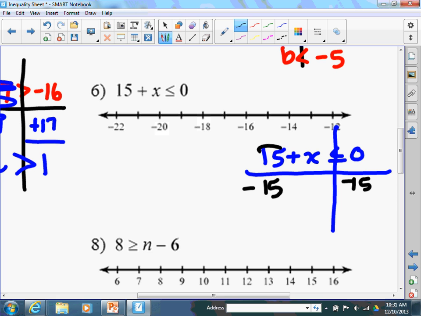Add 15. Cancel. 0. And 15 negatives. What do you get? Negative 15. Less than or greater? X is less than or equal to negative 15. All right, open circle or closed circle? On negative 15, shade right or shade left?